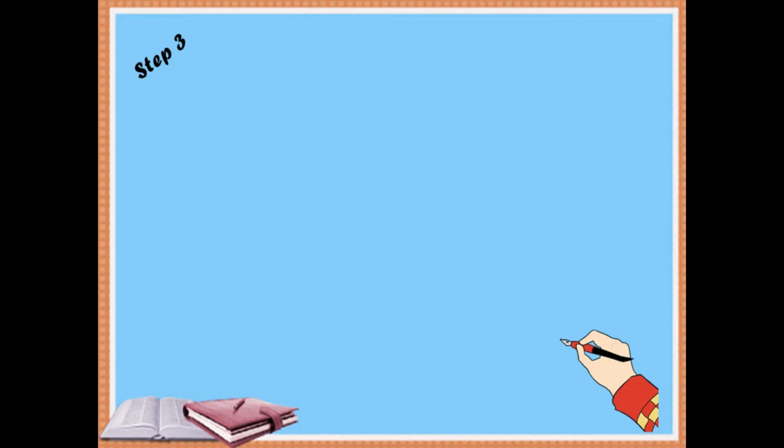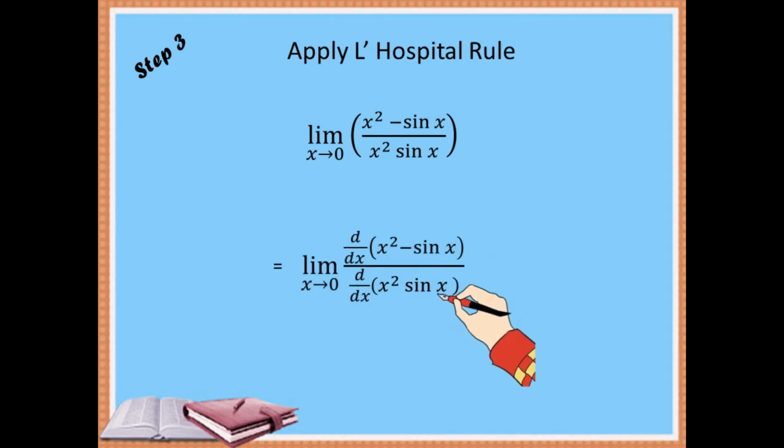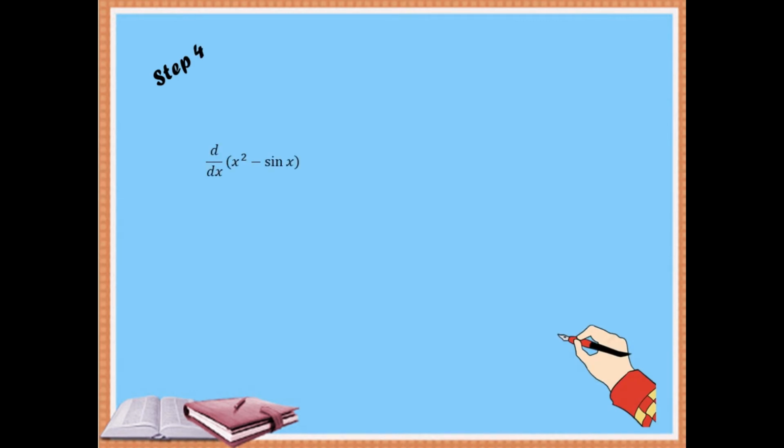From step 2, we know that 0 divided by 0 is indeterminate. So we need to apply L'Hospital's rule. From the limit as x approaches 0 of (x^2 minus sin x) divided by x^2 sin x, we need to solve it by differentiating the numerator and denominator. For step 4, we differentiate the numerator x^2 minus sin x and it becomes 2x minus cos x. To differentiate the denominator x^2 sin x, we need to use the product rule.